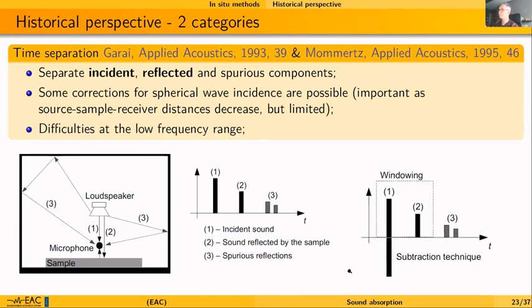So this is very intuitive in a sense. It involves a lot of signal processing, but it is intuitive. There are some available corrections for spherical wave incidence. It is possible to include them, but it's limited in some senses. And we have some difficulties measuring the low frequency range, because typically in the low frequency range, the impulse response of the incident sound field would mix together with the reflected and the spurious reflections. So there's no sensible way to separate them.